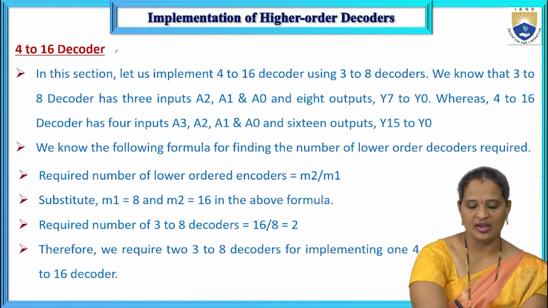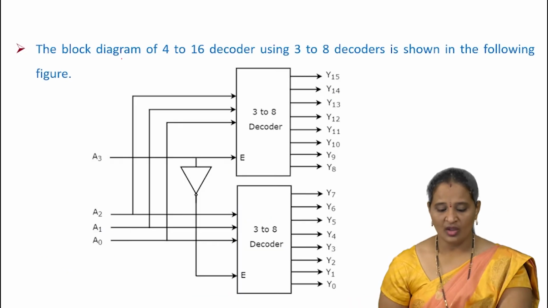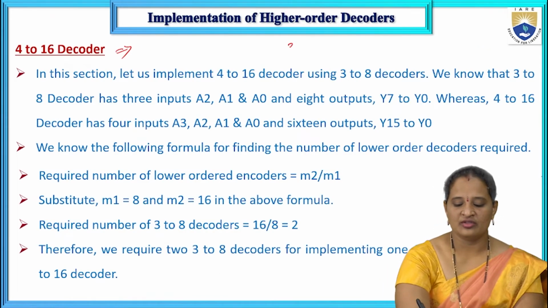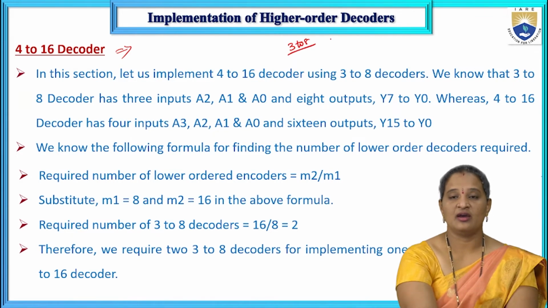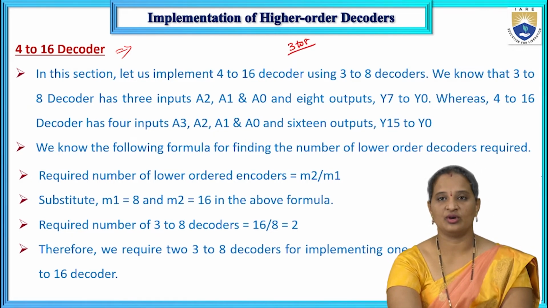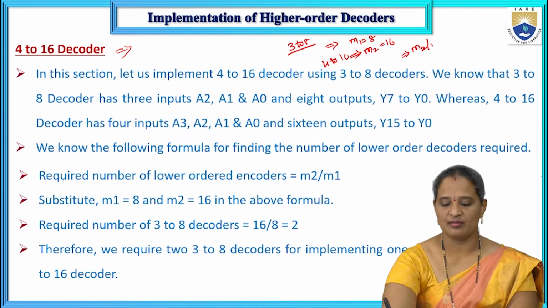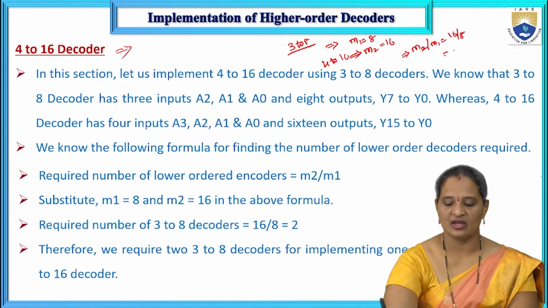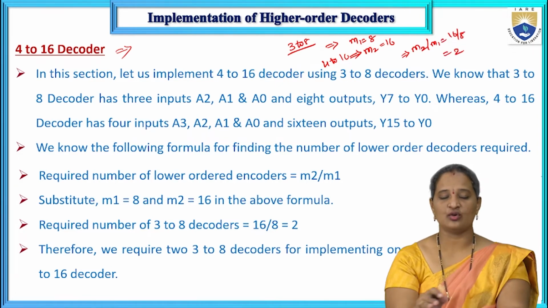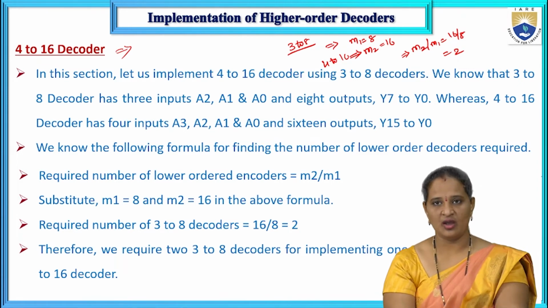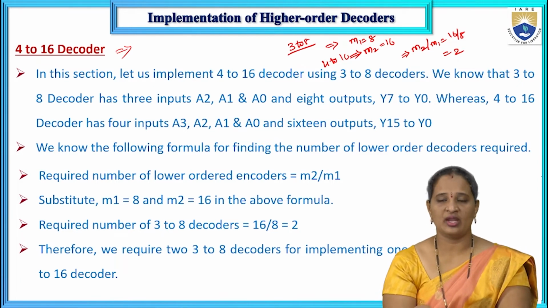Now let us try to implement a 4 to 16 decoder using 3 to 8 decoders. In a 3 to 8 decoder, what is the number of outputs? That is M1 equals 8. Whereas in 4 to 16, the higher order decoder, M2 is 16. So M2 by M1 is equal to 16 by 8, which is equal to 2. That means in order to implement a 4 to 16 decoder, I require two 3 to 8 decoders.